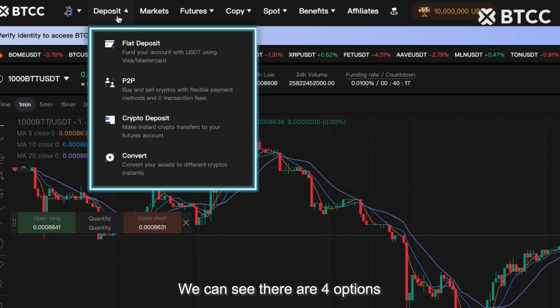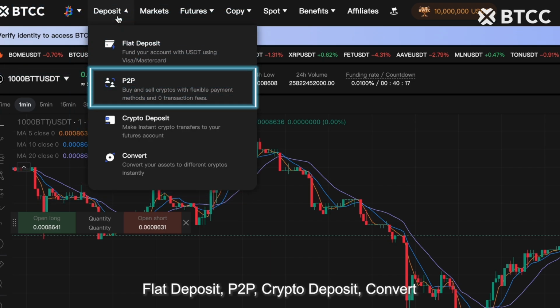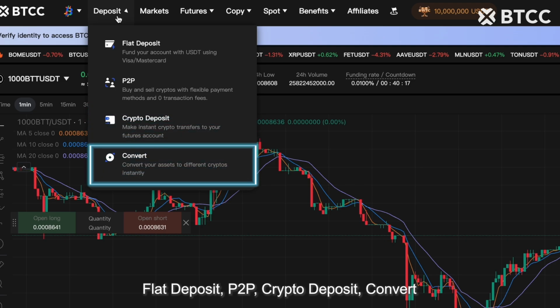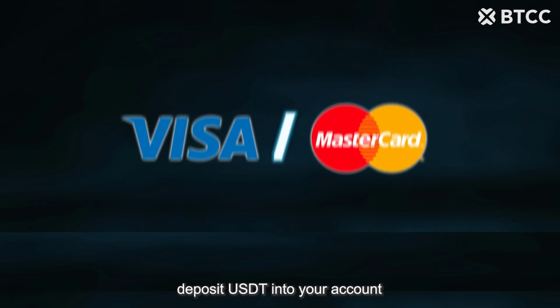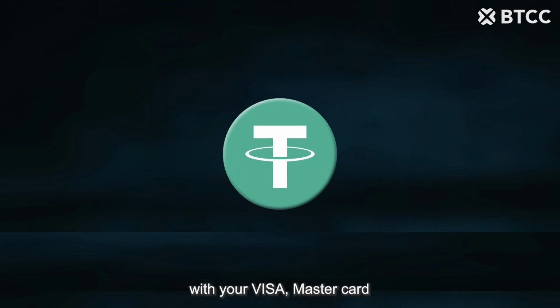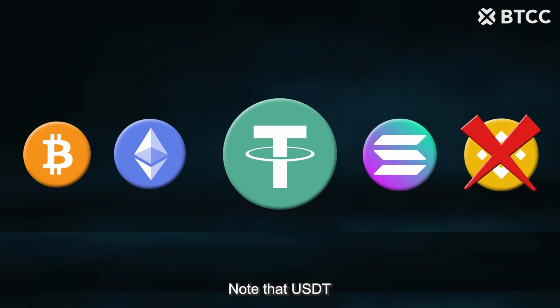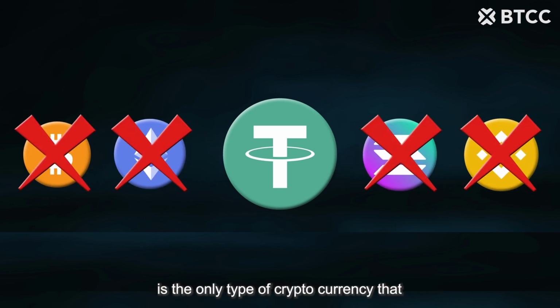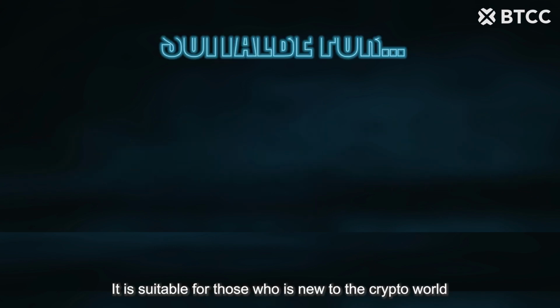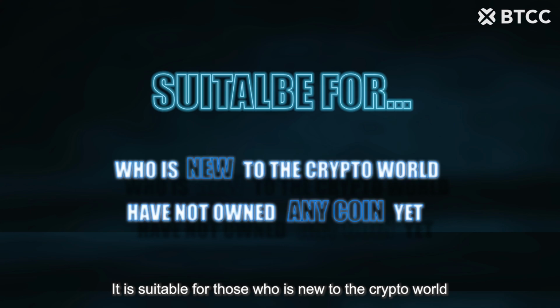Let's look at our Btcc app interface. We can see there are 4 options under the category of deposit: fiat deposit, P2P, crypto deposit, and convert. Fiat deposit allows you to deposit USDT into your account with your Visa or MasterCard. Note that USDT is the only type of cryptocurrency that you can buy with this method. This is suitable for those who are new to the crypto world and have not owned any coin yet.